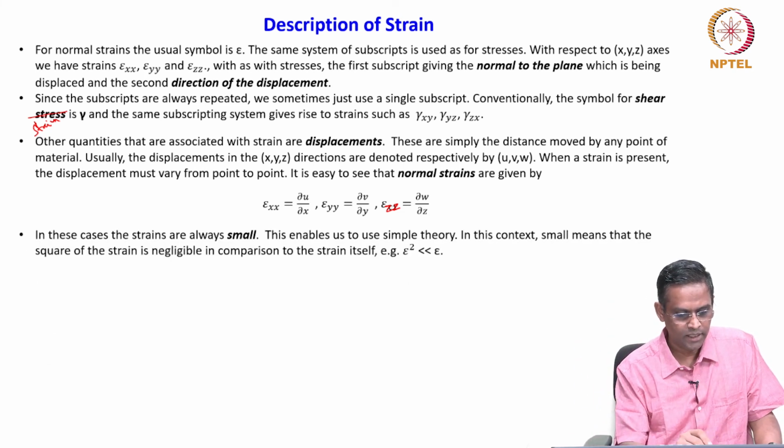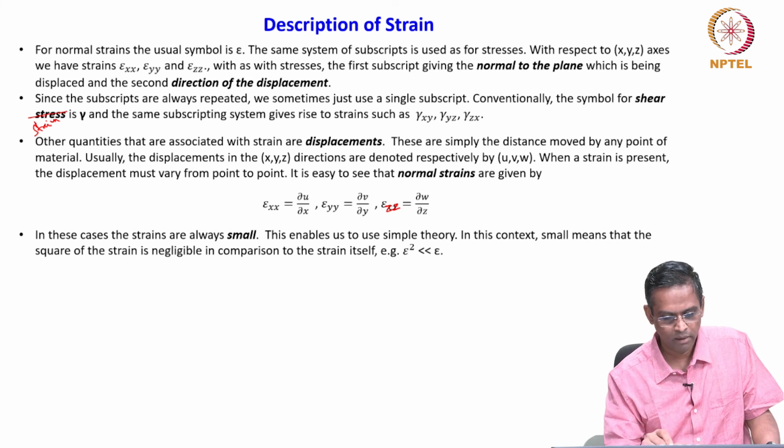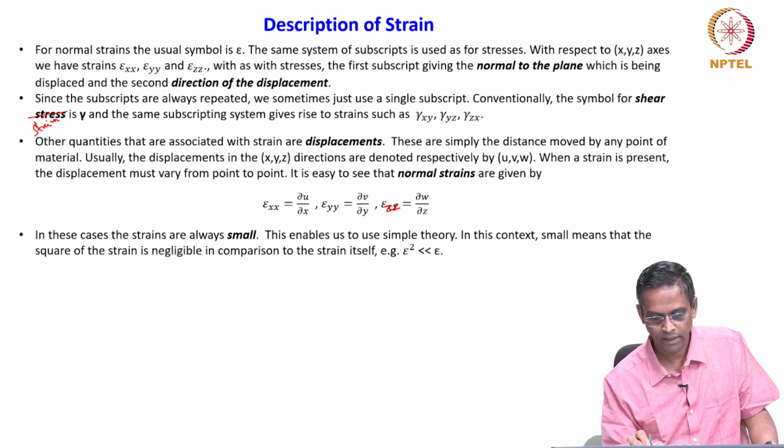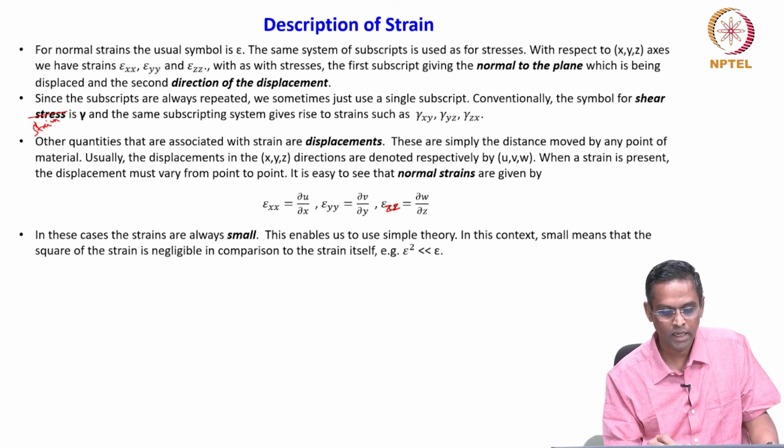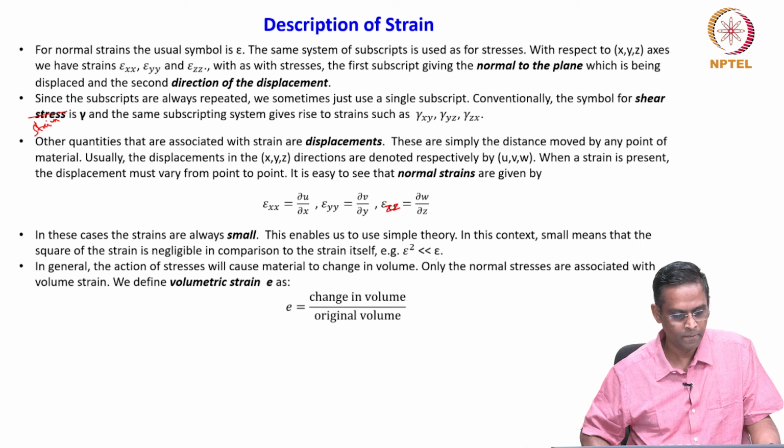In these cases, the strains are always small. This enables us to use simple theory, right. In this context, small means that the square of the strain is negligible in comparison to the strain itself. For example, epsilon square is far less than epsilon. Okay, so that is the idea.